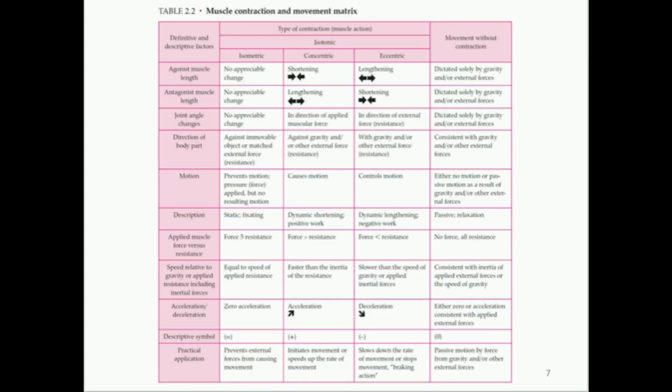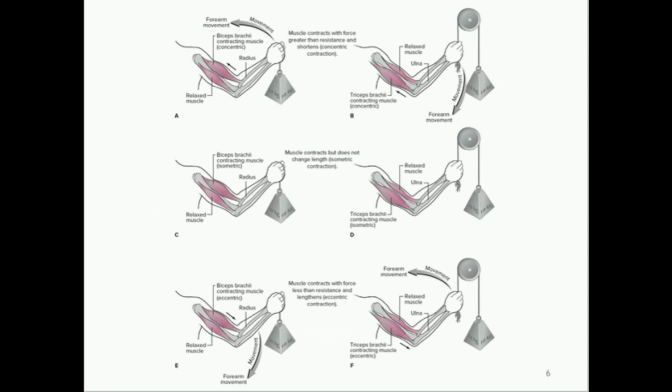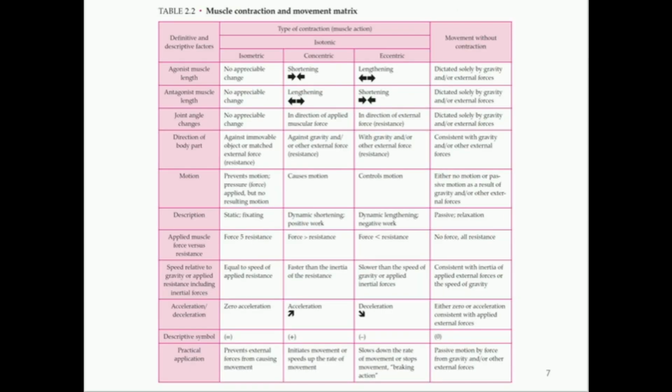Okay? So now we've got this nice table that summarizes isometric, concentric, and eccentric contractions. Okay, the agonist, this is a term that means the muscle that's causing the movement. So for example, in these left pictures, the bicep was the agonist. In these right hand pictures, the tricep was the agonist. Turns out for isometric contractions, again, no change in length of the agonist. When it's a concentric contraction, the agonist shortens, and when it's an eccentric contraction, the agonist lengthens.